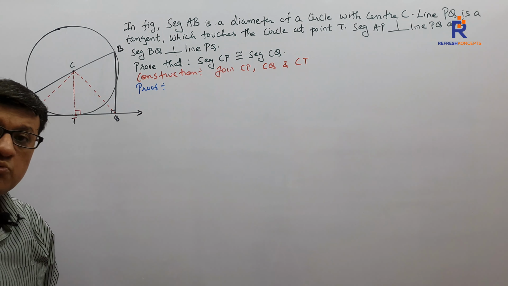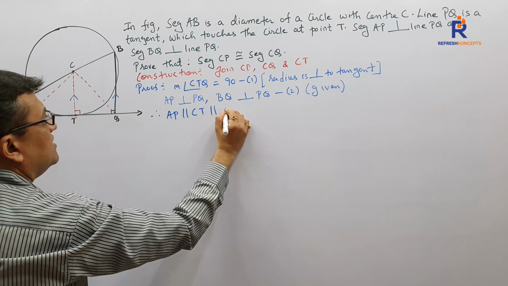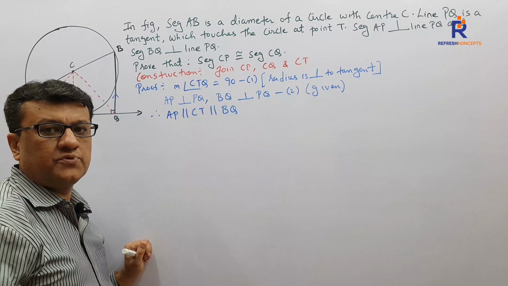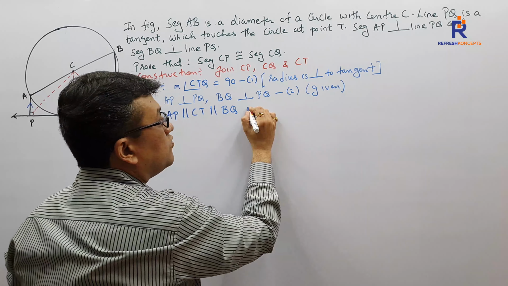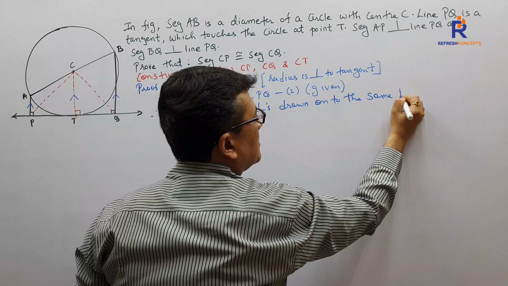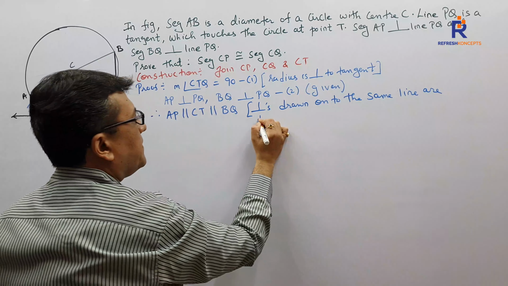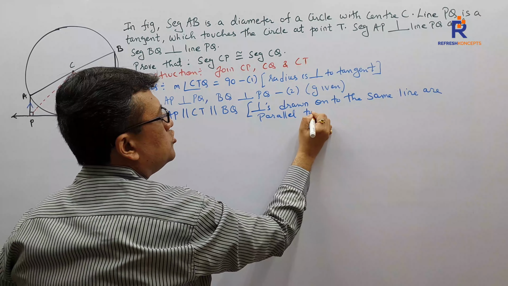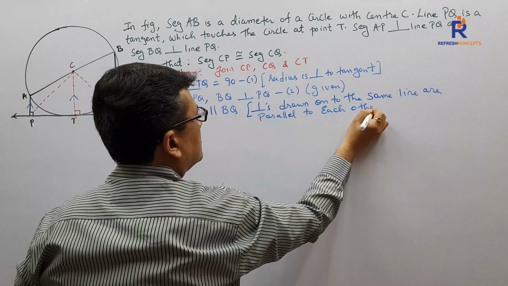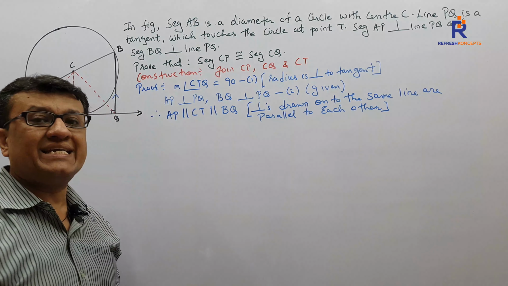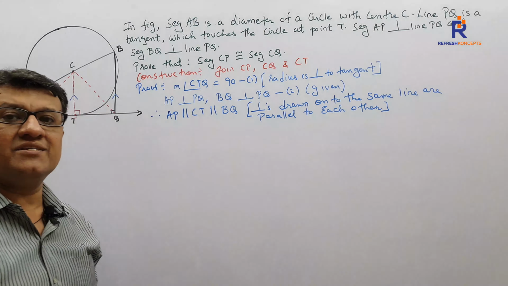Therefore, can I say AP is parallel to CT is parallel to BQ? Right? What is the reason? Reason is perpendiculars drawn onto the same line are parallel to each other. What is the reason, children? Perpendiculars drawn onto the same line are parallel to each other. So AP parallel to CT parallel to BQ.